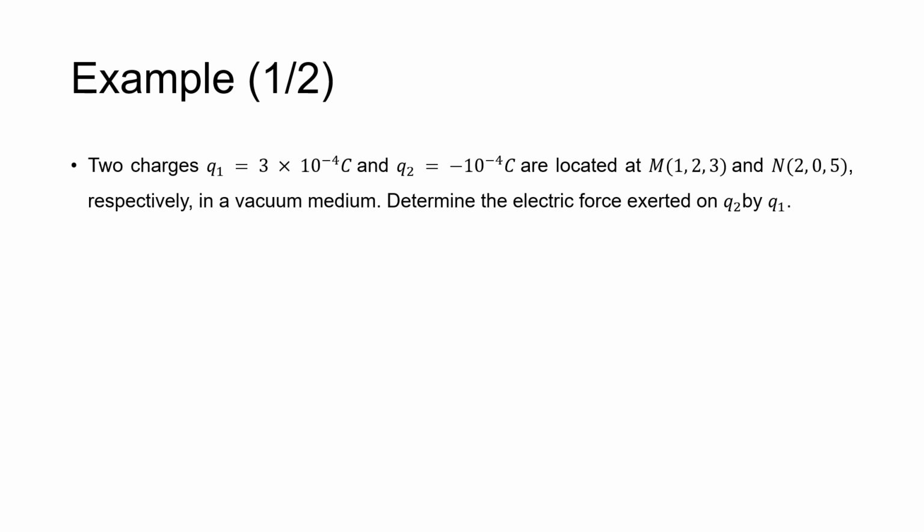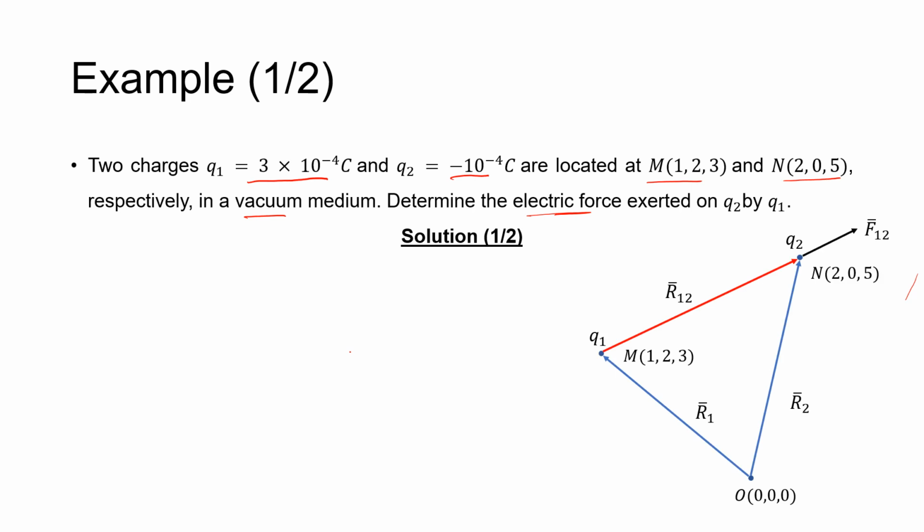Let's have one numerical example. We have two charges, Q1 and Q2, one positive and one negative, located at specific points M(1, 2, 3) and N(2, 0, 5). These are X, Y, Z coordinates, and they are in vacuum, which means we use the permittivity of free space. We are asked to determine the electric force between these two charges. So how do we solve this? We just make an imaginary plot: two points with the charges placed at them.